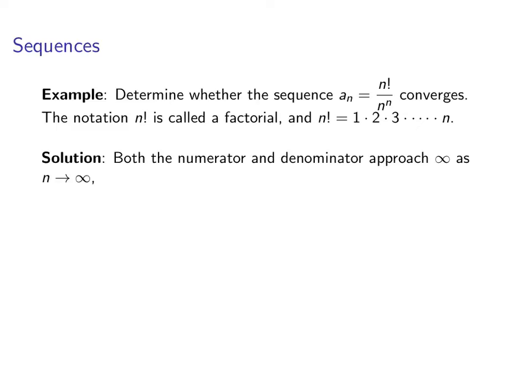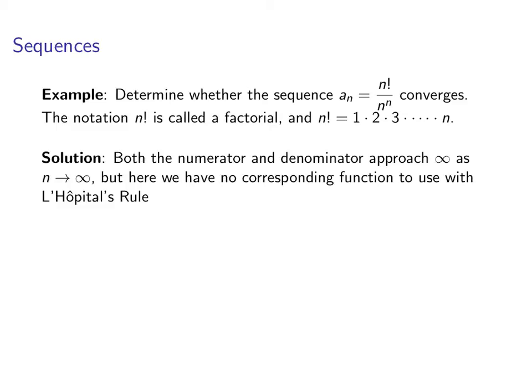It's called a factorial. Now, both the numerator and the denominator approach infinity as n approaches infinity, but we don't really have a function to use with L'Hopital's rule, because x factorial is not defined when x is not an integer.